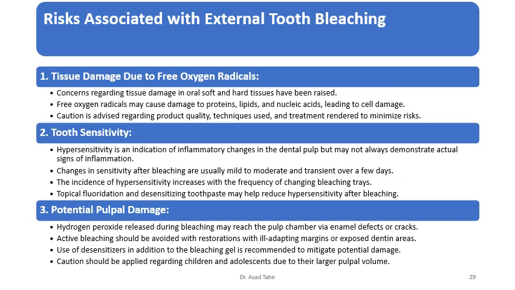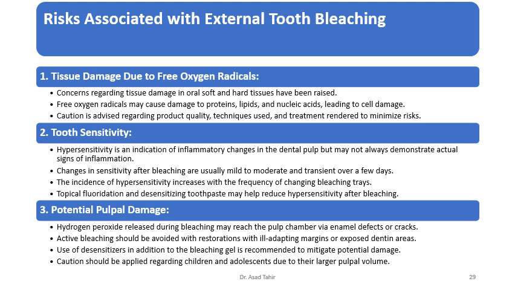Risks associated with external tooth bleaching. 1. Tissue damage due to free oxygen radicals. Concerns regarding tissue damage in oral soft and hard tissues have been raised. Free oxygen radicals may cause damage to proteins, lipids, and nucleic acids, leading to cell damage. Caution is advised regarding product quality, techniques used, and treatment rendered to minimize risks.